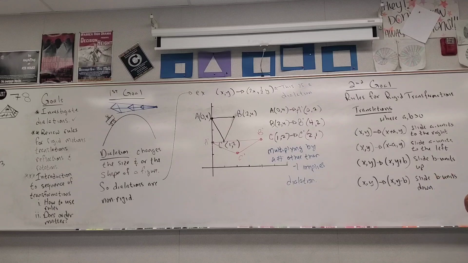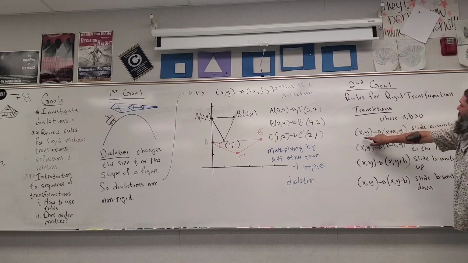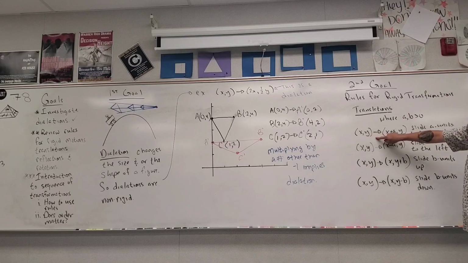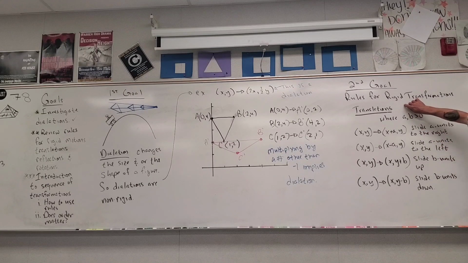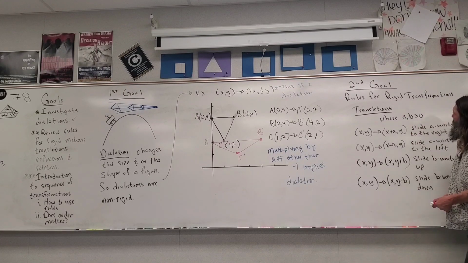And our second goal is we're going to review the rules for rigid motions, which are translations, reflections, and rotations. Right now I have just the translations written, where A and B are larger than 0, and the ordered pair (x, y) maps to (x + a, y). So we slid A units to the right. Remember, translations are slides. Let me add that here.